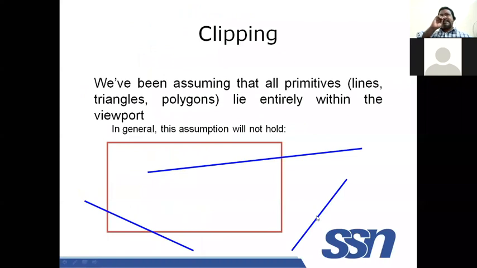Next one is clipping. What is clipping? This is a viewport. You just follow the cursor. This is the viewport. In between, we might have generated some elements, a straight line or whatever it is. In this case, for simplicity, I am taking a straight line. If you take this straight line, only this portion will be visible. So this extension from this intersection to here will not be visible.